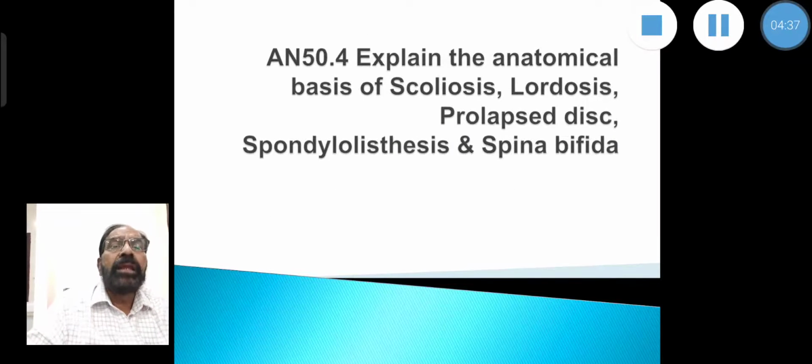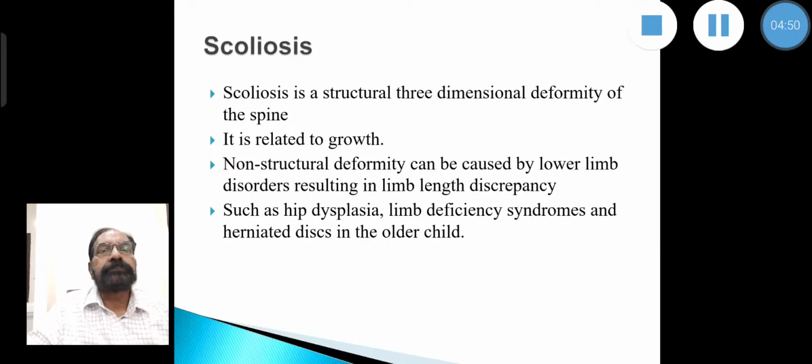Then we go to explaining the anatomical basis of scoliosis, lordosis, prolapsed disc, spondylolisthesis and spina bifida. Scoliosis. Scoliosis is a structural three-dimensional deformity of the spine. It is related to growth.